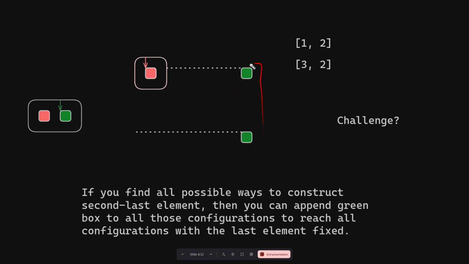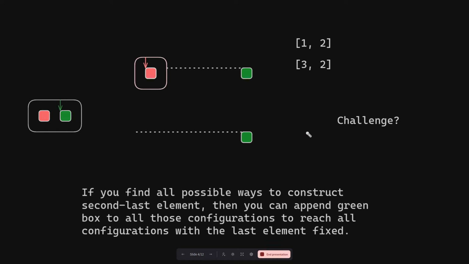But what about the second last element? It could either be the pink box or it could be empty. Hence, if we could find out all possible configurations to achieve the second last element, then we can go to that configuration and append a green box to achieve a configuration that ends with a green box, right?